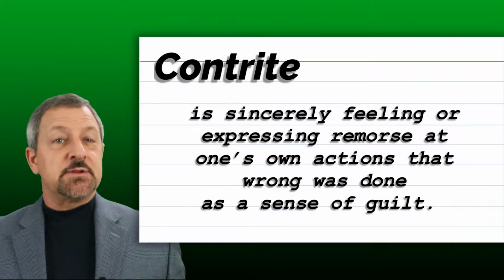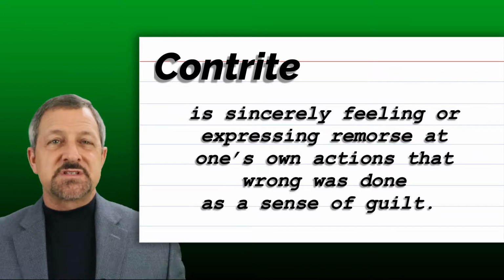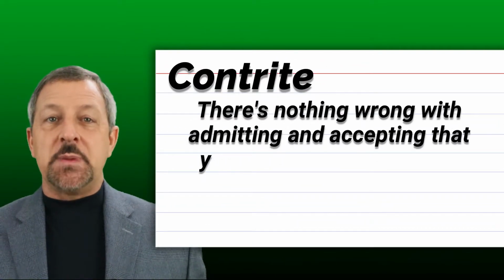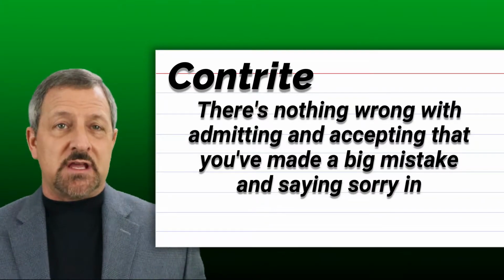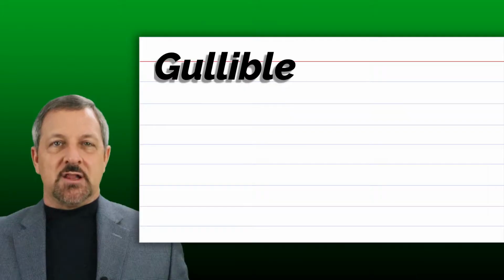The third word is contrite. Contrite is sincerely feeling or expressing remorse at one's own actions that wrong was done, as a sense of guilt. When contrite is used in a sentence, it sounds and looks like this. There's nothing wrong with admitting and accepting that you've made a big mistake and saying sorry in an honest, contrite manner.